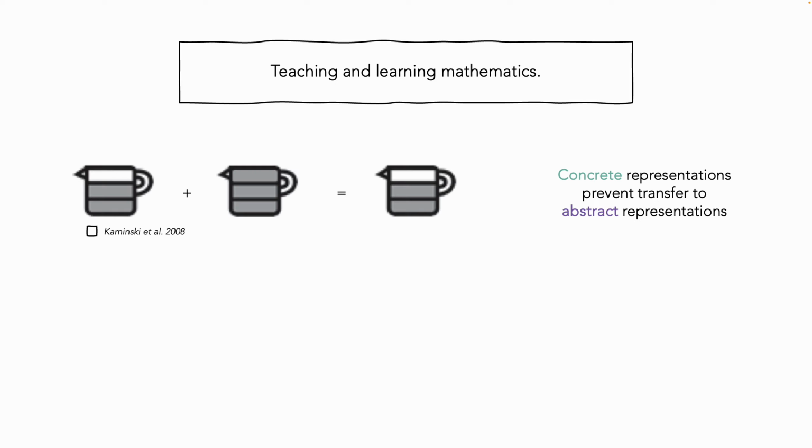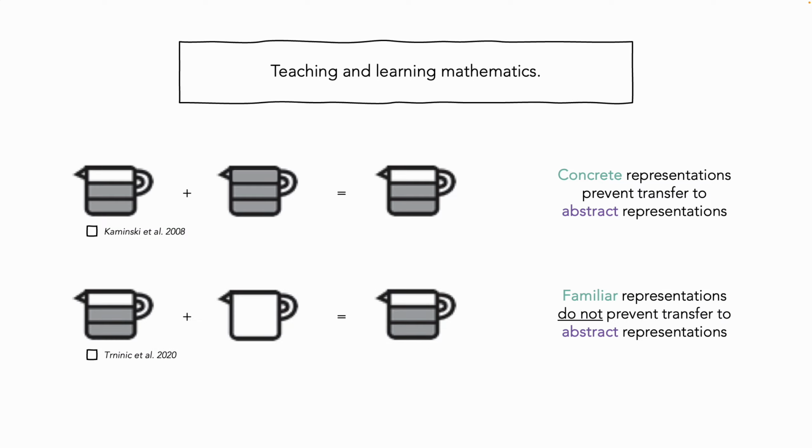But then that's not enough. So for example, in 2008, there was a study looking at how concrete representations can help students. And they made this representation for groups of order 3 and, making some evaluation of learning outcomes, they found that such concrete representations were preventing transfer to more abstract representations. But then, in 2020, Tenenbaum et al. argued that this is not a very familiar representation because when you add a full cup to an almost full cup, usually what happens is that you get a full cup and a lot of water on the table.